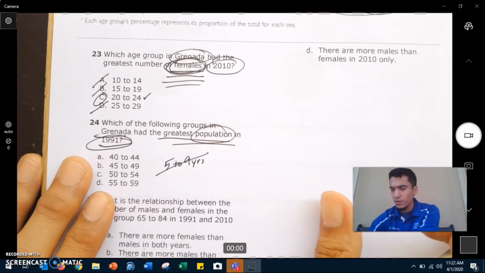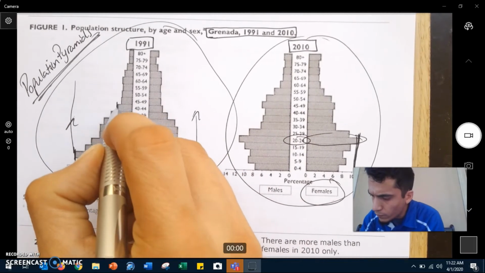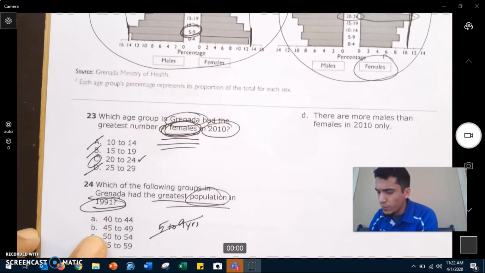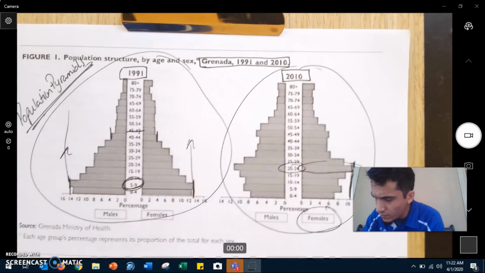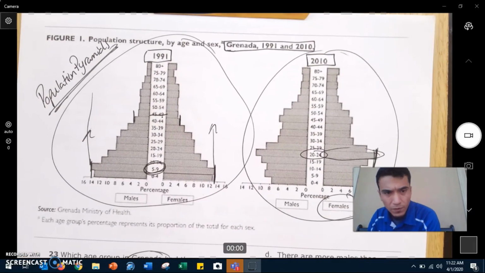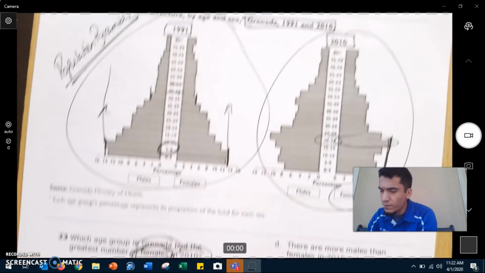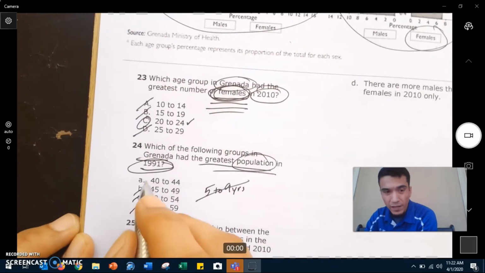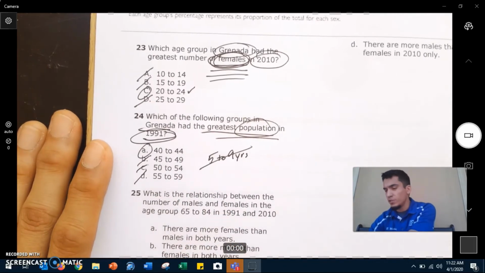Let's look at letter A, 40 to 44. At 40 to 44, we're about here. Then 45 to 49 seems to get smaller, so that one's out. 50 to 54, out, gets even smaller. And 55 to 59, even smaller, leaving letter A as my answer choice. So this is another strategy, process of elimination.